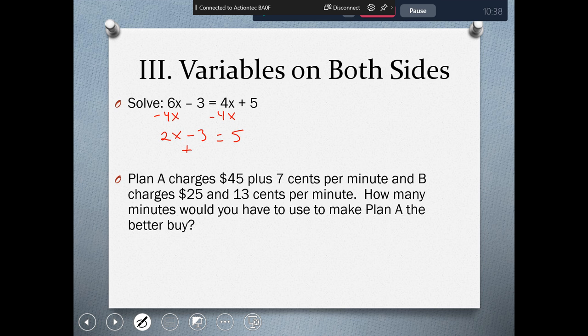Then I'm going to add my constant to the other side. So it's going to give me 2x equals 8. Then I'm going to divide by 2 to get the variable by itself. So x is going to equal 4.